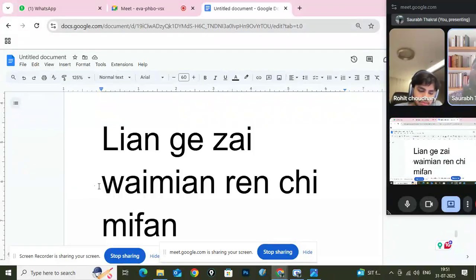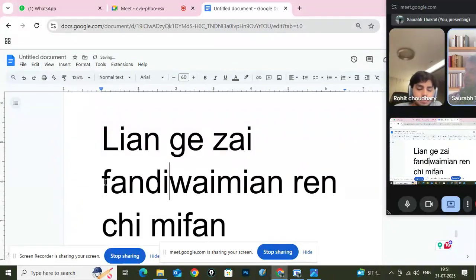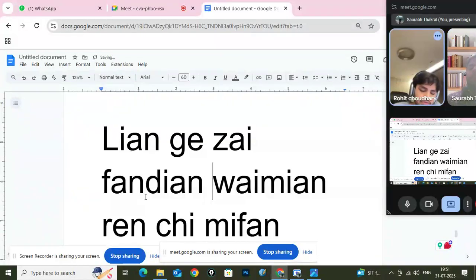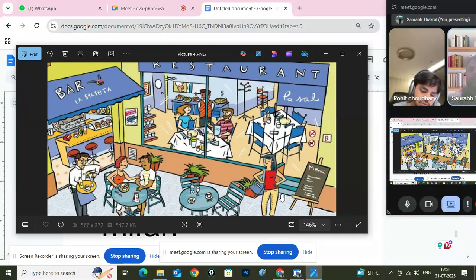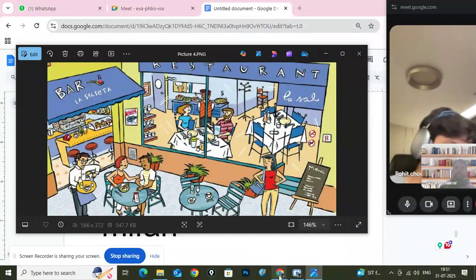So we have omitted restaurant here. We can also put restaurant also. Zai, Fantian, Vaimian. But if we are in a conversation and we know we are talking about restaurant, we can omit this Fantian. Okay, so basically, this much was it for this picture. Also, we can tell this much only for now.